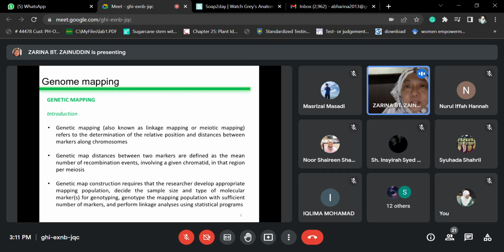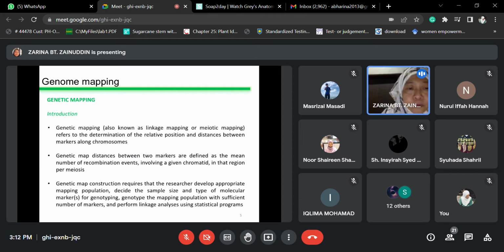Genetic mapping is also known as linkage mapping or meiotic mapping, where it refers to the determination of the relative position and distances between markers along chromosomes. We look at markers, because these markers will determine the location of the gene. The genetic map distance between two markers is defined as the mean number of recombination events which involve a given chromatid in that region per meiosis. Like I said, genetic mapping is based on the process of recombination and rejoining of chromosomes during meiosis.